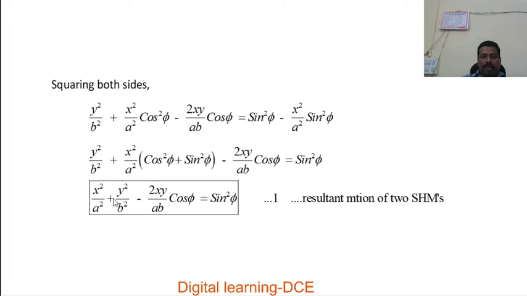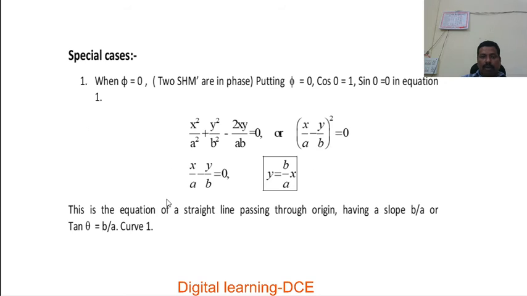Then we get x squared by a squared plus y squared by b squared minus 2xy by ab equal to 0. We rearrange the terms. We may express this as x by a minus y by b, whole squared. Then x by a minus y by b equals 0. We solve for y, then y equals b by a into x. This is the equation of a straight line passing through the origin having a slope b by a, or tan theta equal to b by a.